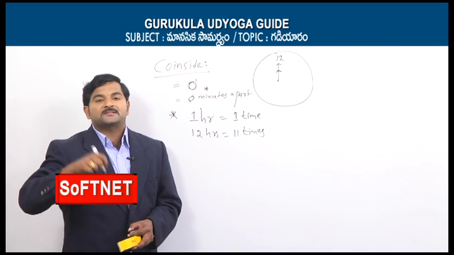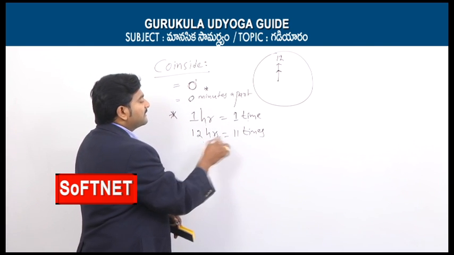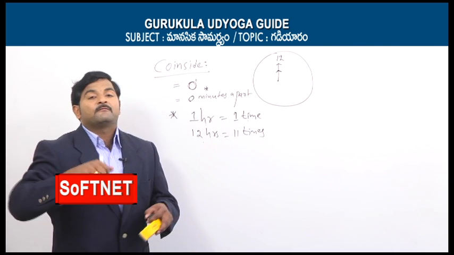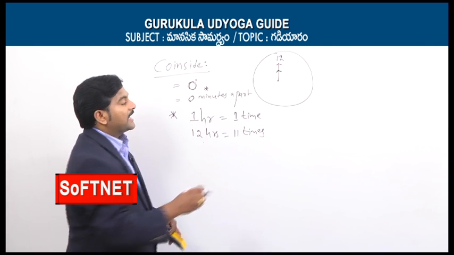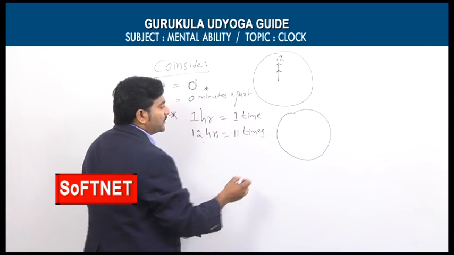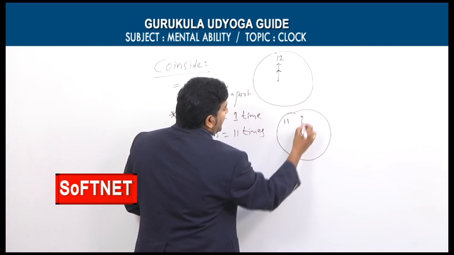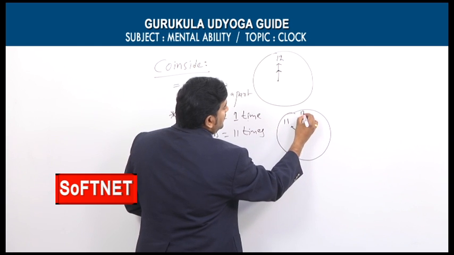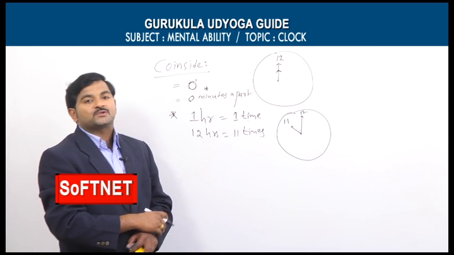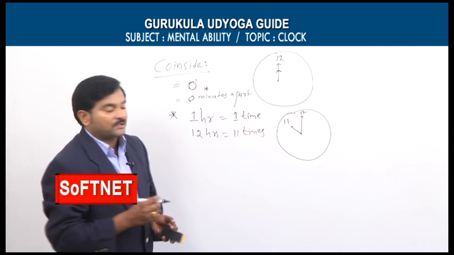You may ask the question, for 1 hour it is one time, but for 12 hours it could be 12 times, so why is it only 11 times? I can give you a counter example. Just focus, students. For example, let's say now the time is 11 o'clock. At 11 o'clock, the minutes hand is at 12 and the hours hand is at 11.